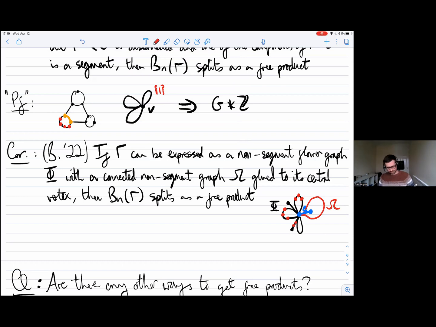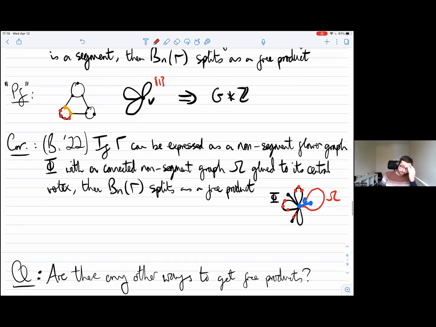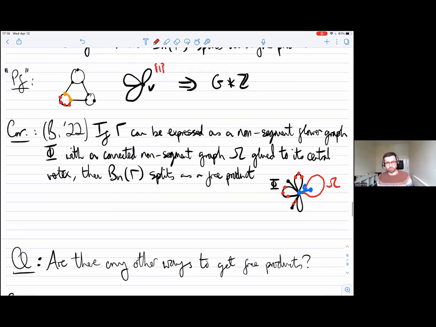And in fact, I don't know of any graphs that give free products as graph braid groups that don't satisfy one of these two conditions. So an interesting question would be whether there are actually other ways to get free products in graph braid groups. It would certainly be very nice to have an if and only if condition here.